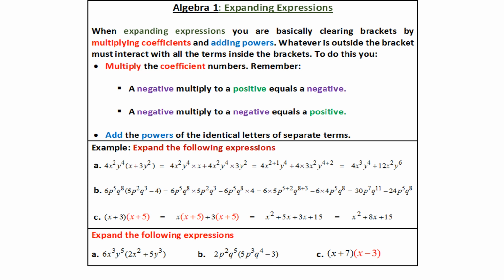For part B, 2p to the 2 q to the 5, you have to distribute it to 5p cubed q to the 4, again multiply the coefficients but add the powers of identical letters, and you have to also multiply 2p squared q to the 5 by negative 3. For part C, you have to multiply x plus 7 by x minus 3. So the x has to multiply by x minus 3, and the 7 has to multiply by x minus 3, and then you simplify. Please take out a pencil and a paper and try this out.